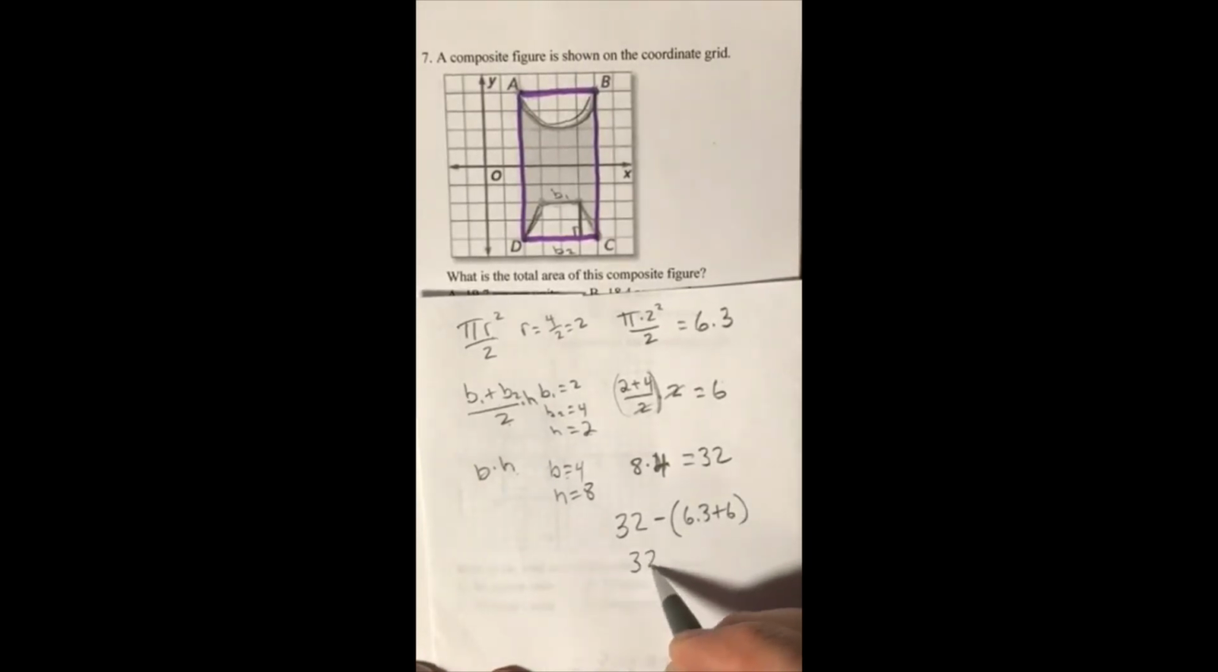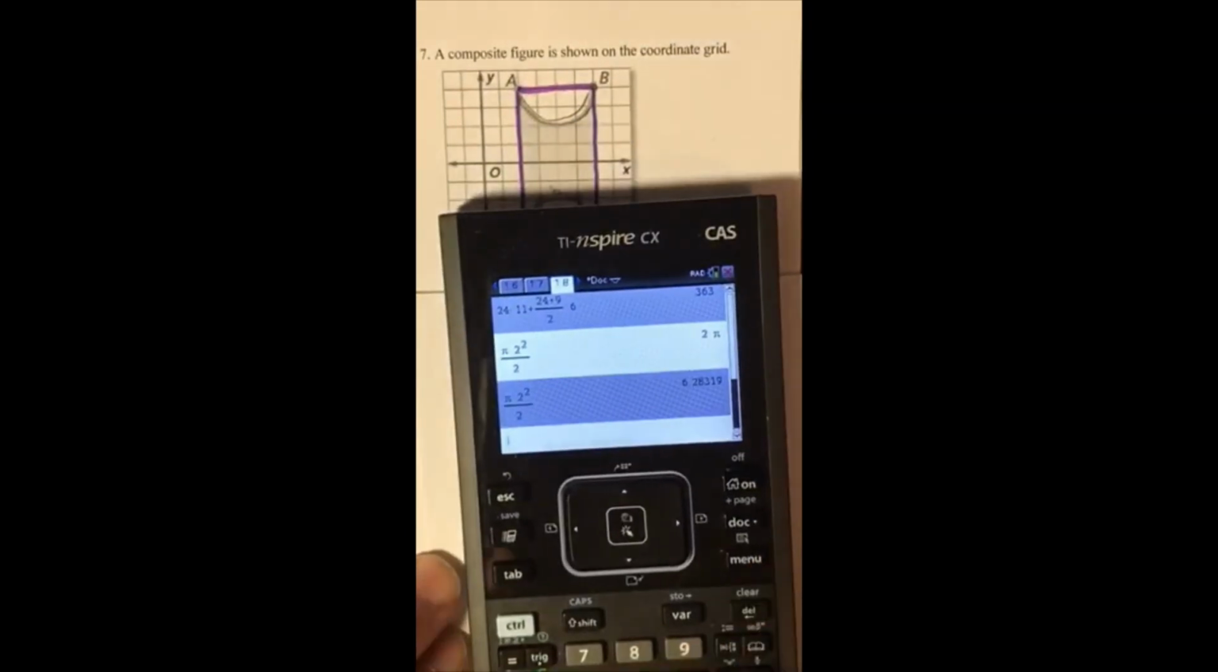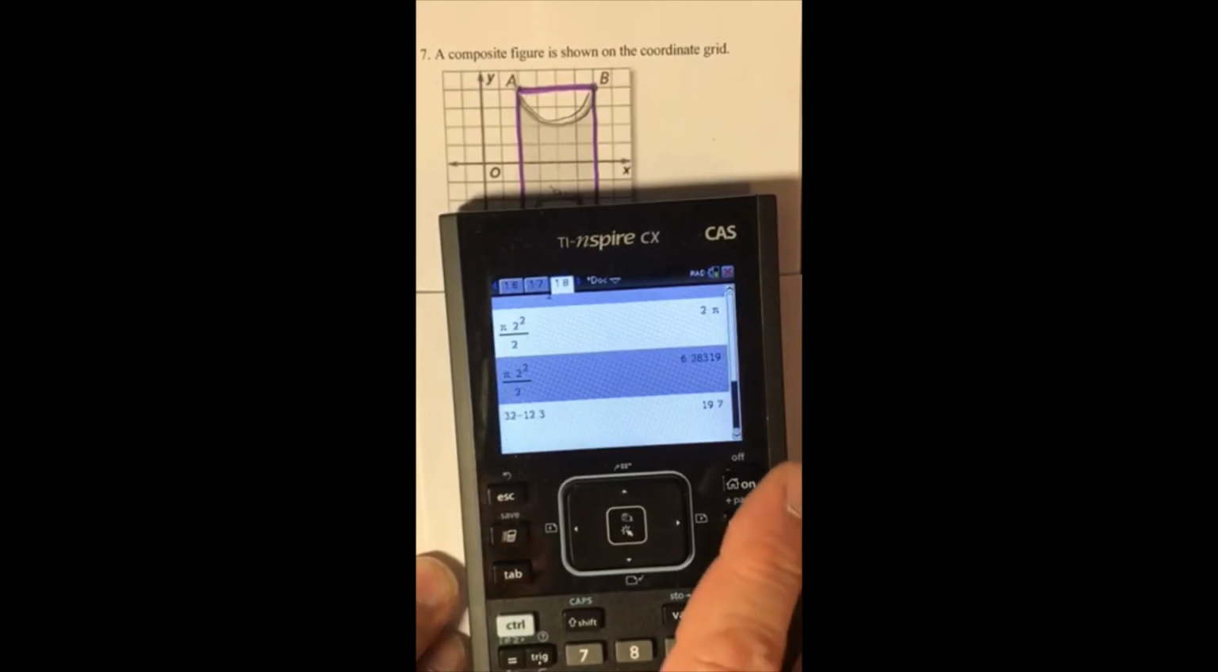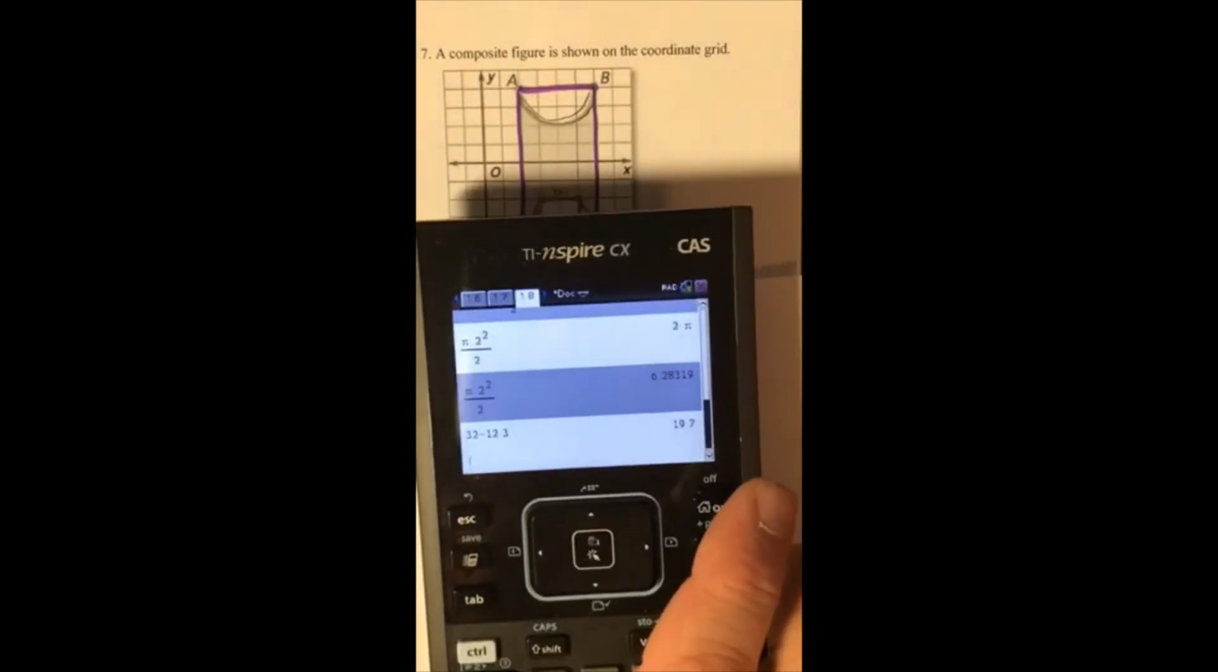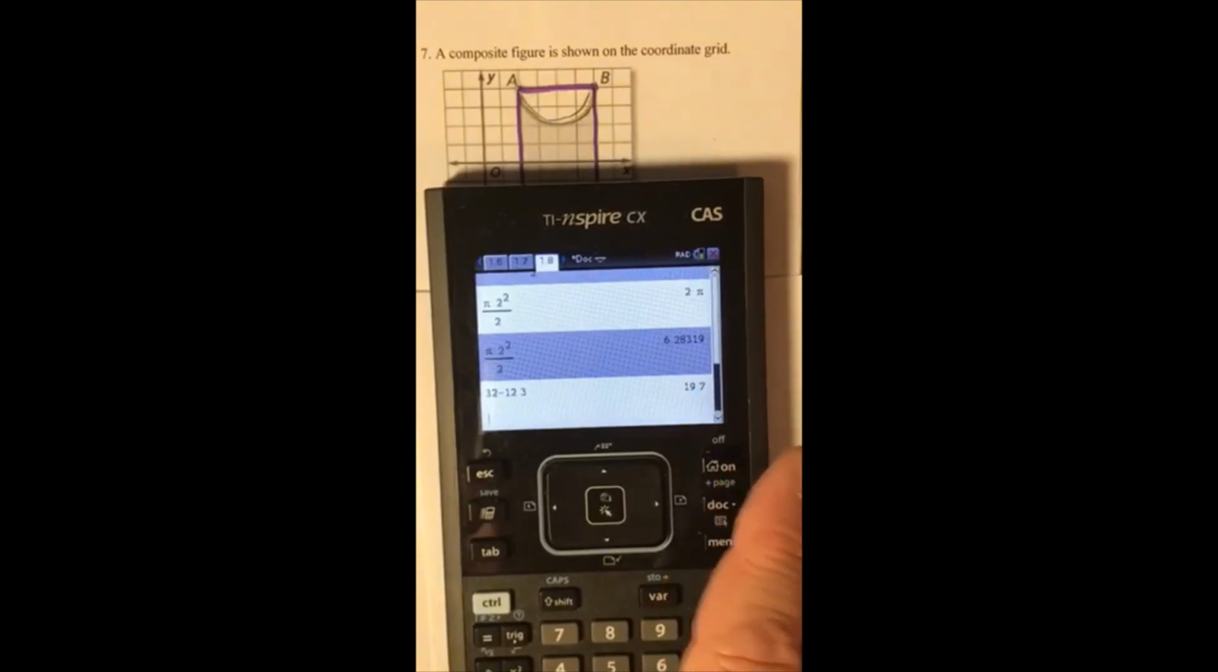So 32 minus 12.3 is 19.7. Okay? 19.7. That's the shaded area.